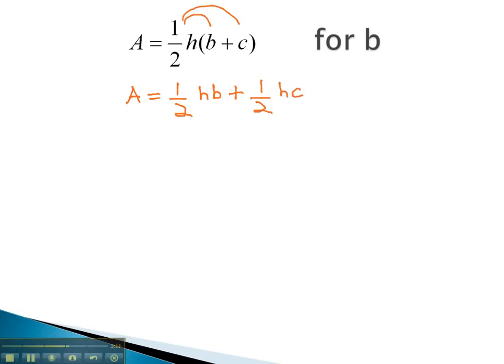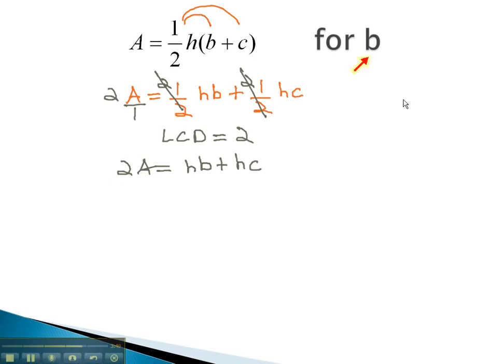Now that we have cleared the parentheses, we're ready to clear the fractions by multiplying by the least common denominator. Don't forget, the a on the left side is also a term, maybe putting it over 1. The least common denominator is 2. We will multiply both sides, every term, by 2. As we do, on the left side we have 2a. On the right side, the 2's divide out, and we're left with hb plus hc.